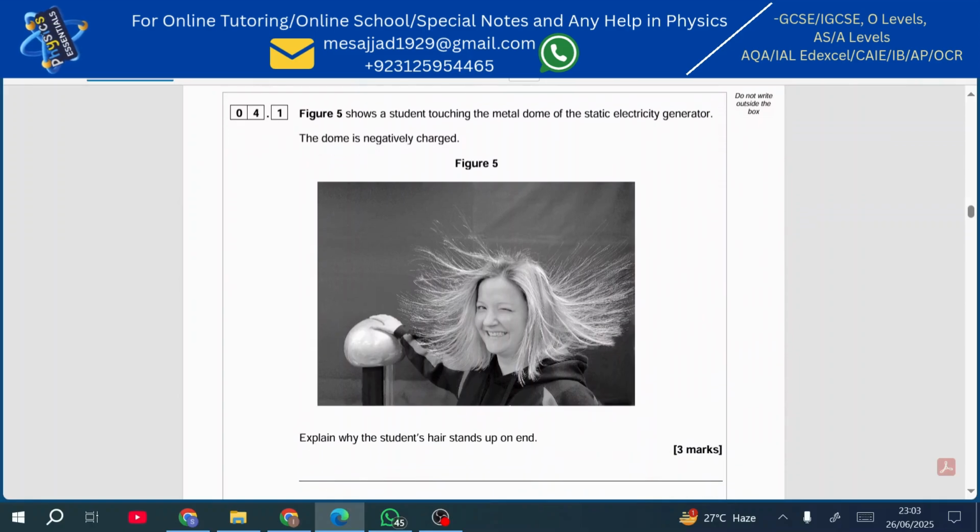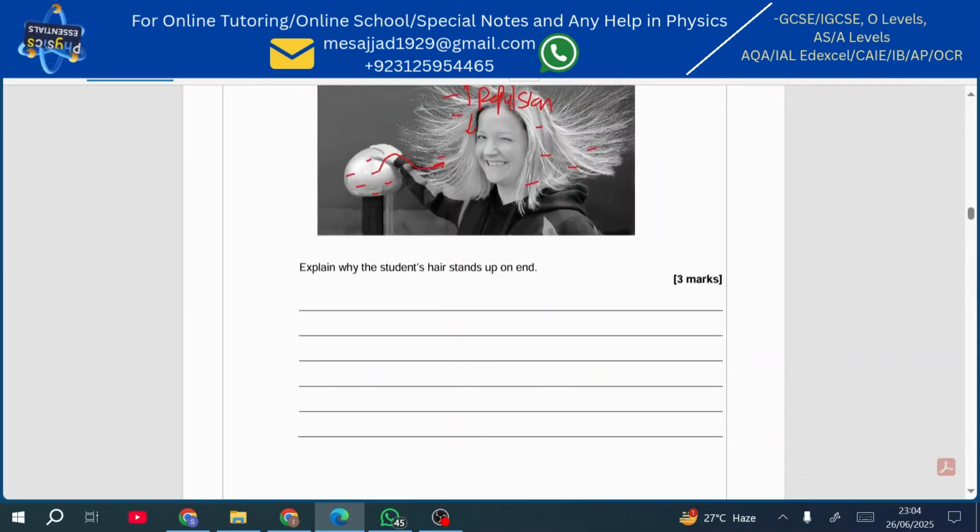Figure 5 shows a student touching the metal dome of the static electricity generator. The dome is negatively charged. Explain why the student's hair stands up in that way. Because the student was already negatively charged, and the dome is also negatively charged, as mentioned here. So when this charge is going here, they repel each other this way and this way. Because of that repulsion, the student's hair stands up in that way.